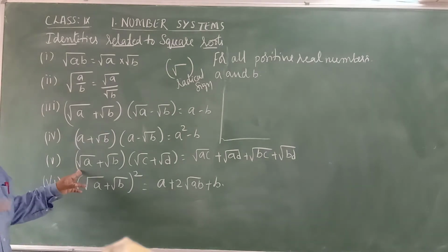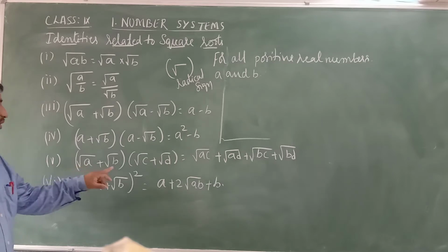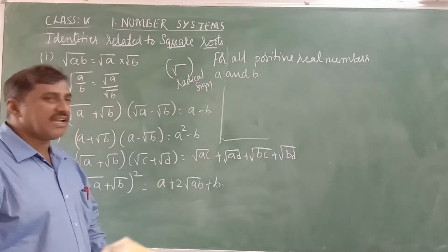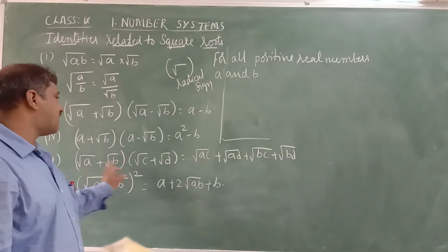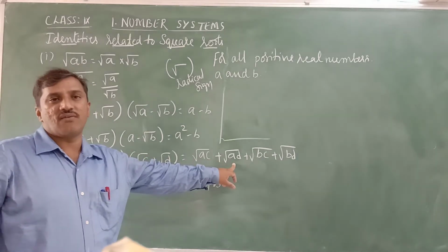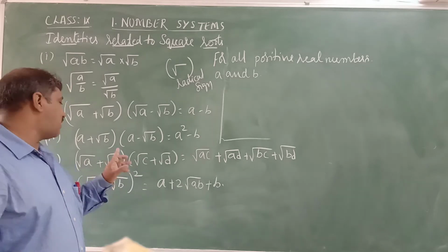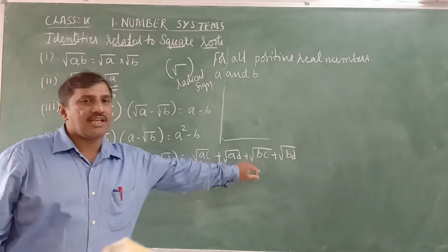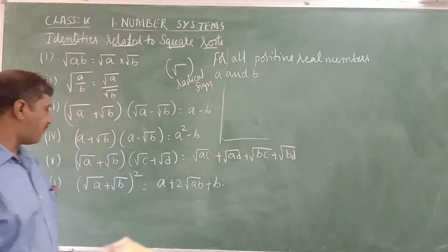Next, the fourth algebraic identity we are using here also. Square root of a plus square root of b into square root of c plus square root of d is equal to square root of a into c, that is ac, square root of a into d, that is square root of ad. Means a is multiplied with c and d, then b is multiplied with c and d, that is square root of bc, square root of bd.